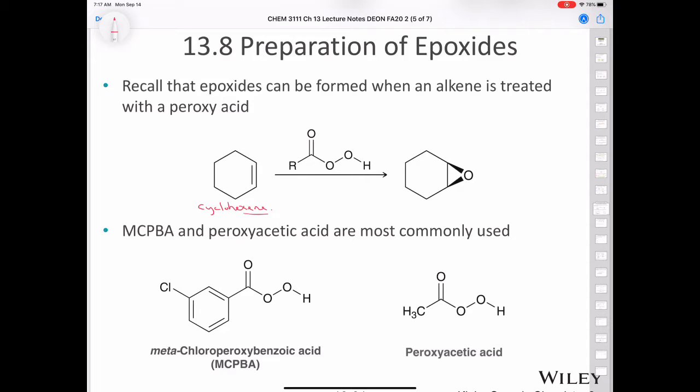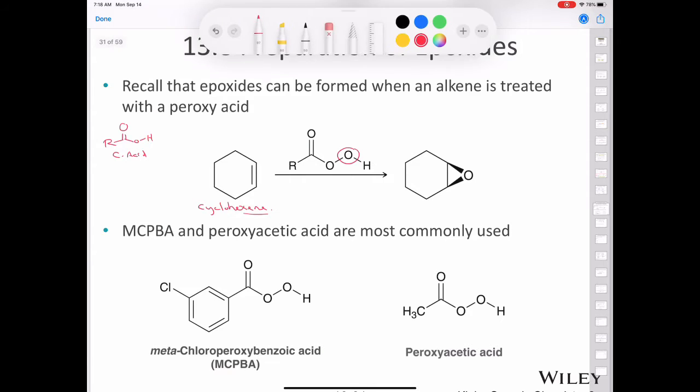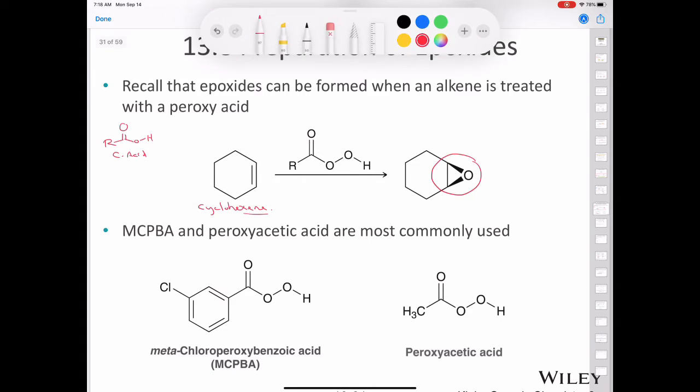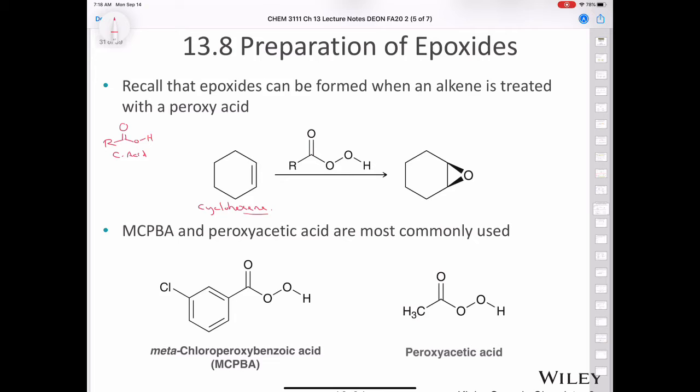You're probably used to the structural formula for a carboxylic acid, which looks like this. So this is a carboxylic acid, and when we put an extra oxygen in here, we get a peroxy acid. So this is a peroxy acid here, and there are two commonly used peroxy acids that we use to make an epoxide. The two most commonly used peroxy acids are MCPBA, which is metachloroperoxybenzoic acid, shown right here, and then also peroxyacetic acid.